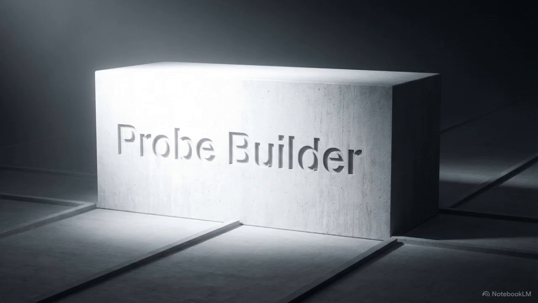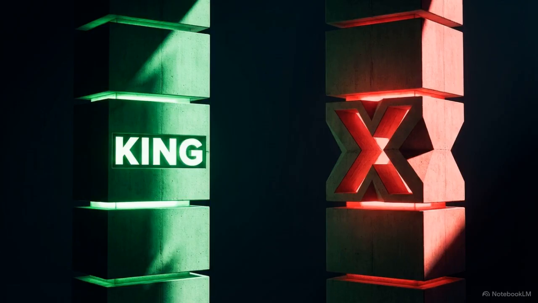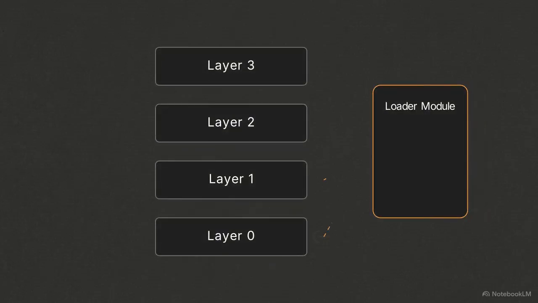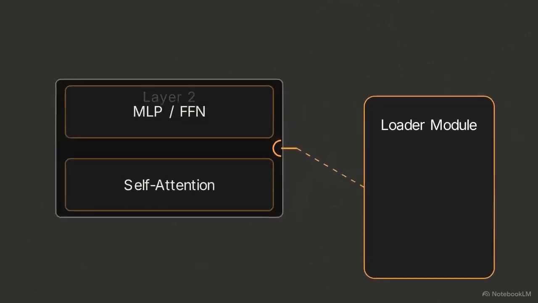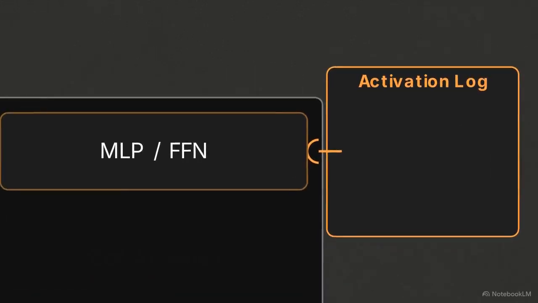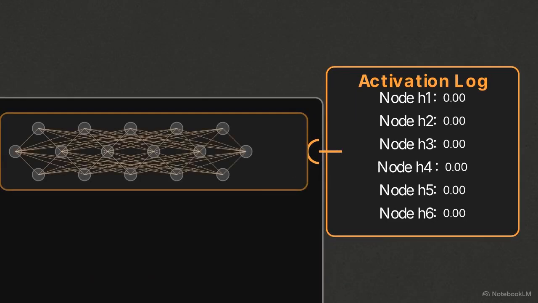The pipeline begins with the Probe Builder module. This module generates balanced datasets of paired data streams, one containing a positive concept, like the word king, and one containing negative examples. The Loader module then registers activation hooks onto the hidden layers of the target model. These hooks target the multi-layer perceptron, or MLP, and feed-forward network, or FFN, layers. The MLP and FFN are sublayers responsible for processing and transforming the information passed through the model.